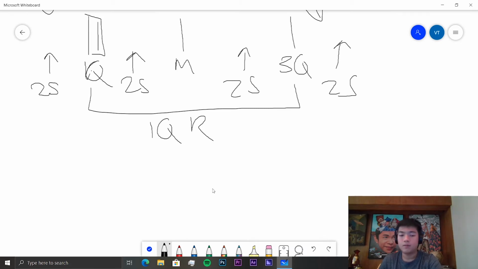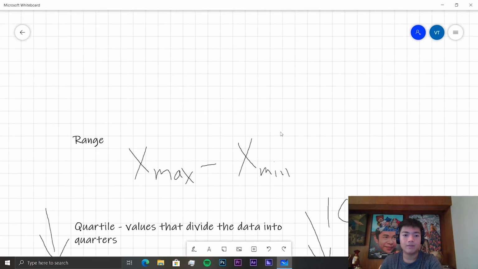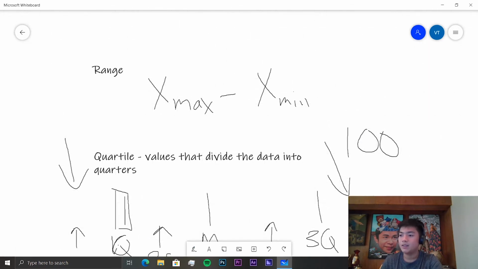The last of the measures of dispersion is called standard deviation, but we'll get to that later because that in itself is a topic.